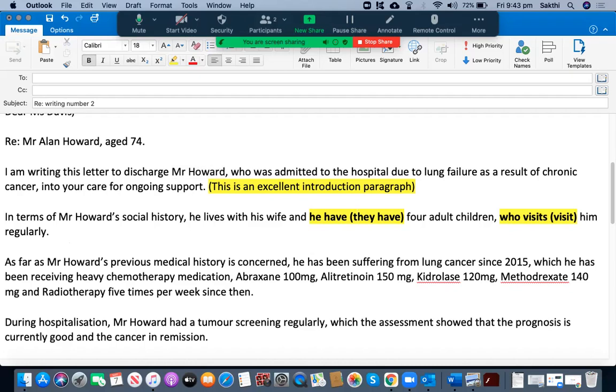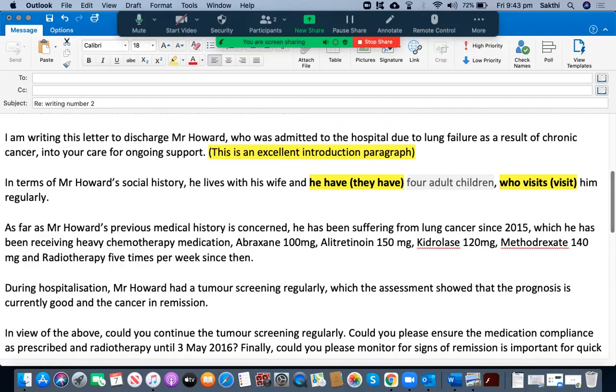That's correct. If it is only one child, then they can say who visits. Okay, but there are four adult children, which means you got the plural noun. Okay, four people. All right. So you need to use the verb only, not the verb plus s. Okay, all right, you understand? Yes, I understand. And who visit him regularly. That's the correct way you need to write down. Okay, so it's who visit.